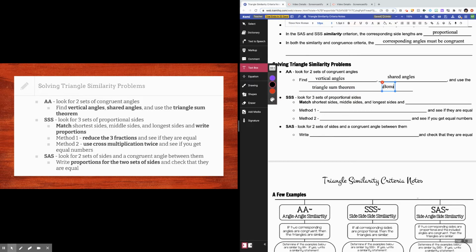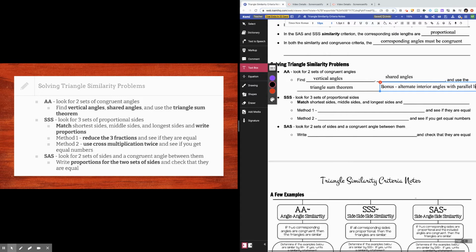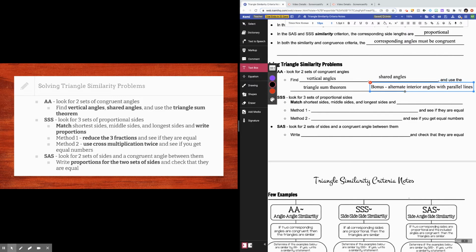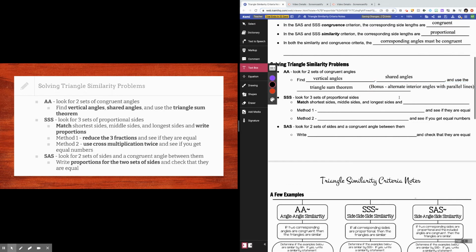Okay, bonus, also look for alternate interior angles with parallel lines. So that's a little bonus, which I didn't have on here because it doesn't show up very often, but in some problems that will show up. So you can get congruent angles looking for these couple of things, okay?